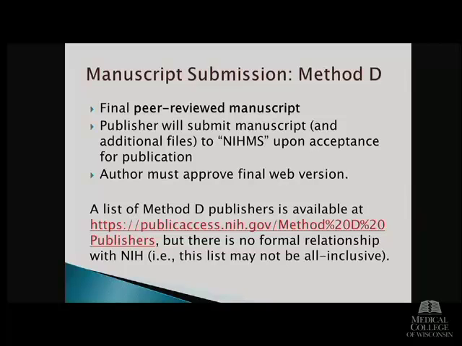And then finally, the fourth method is Method D. This is a little less work for authors than Method C. For Method D journals, the publisher will submit the files to NIHMS on the author's behalf. But the author will still need to go into NIHMS to approve the final web version, and they'll receive an email when that web version is ready.